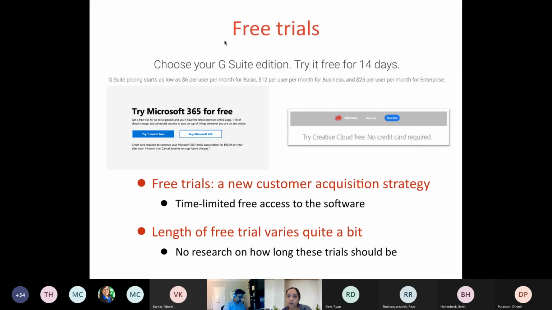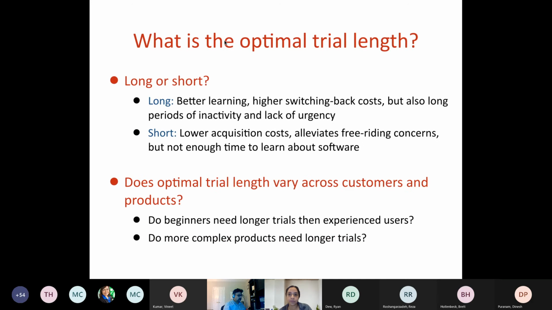If you look at this question, and there has been some theory work done in this area, and think from a firm's perspective about how long the trial should be, you can easily make arguments for both long as well as short free trials. Why would you want to give a longer free trial, let's say a month or 2 or whatever you think is long? You might assume that it's going to lead to better learning. People have more time to explore the software and learn about it.